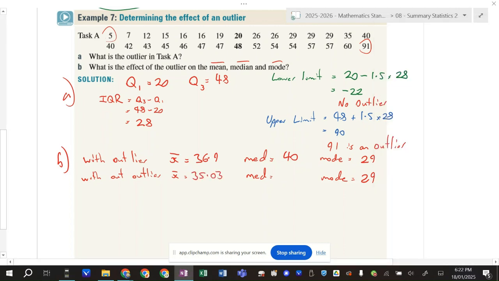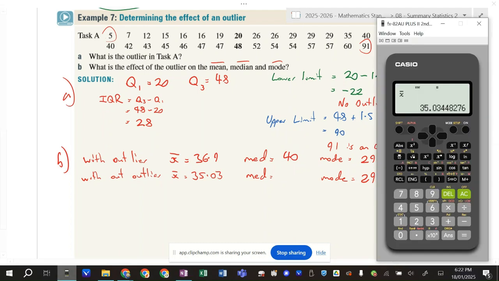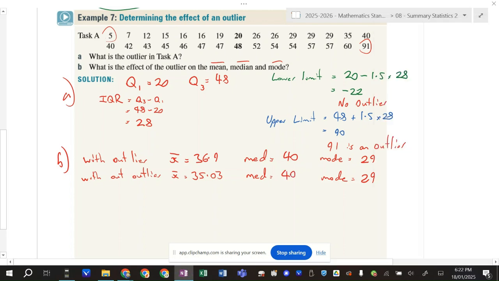And then we will find the median. So Shift 1, and it's in min-max, and number 4. And we hit equals, and it is 40. Don't forget to hit equals. That number was still up there from the previous calculation. And the median is 40.